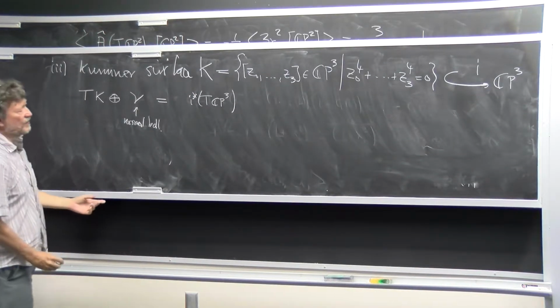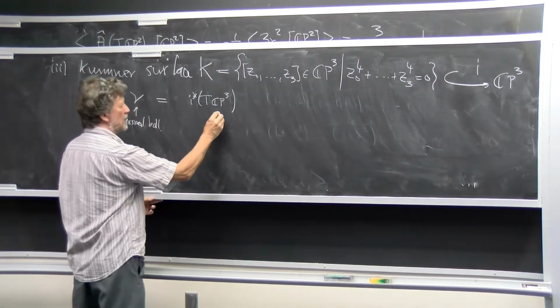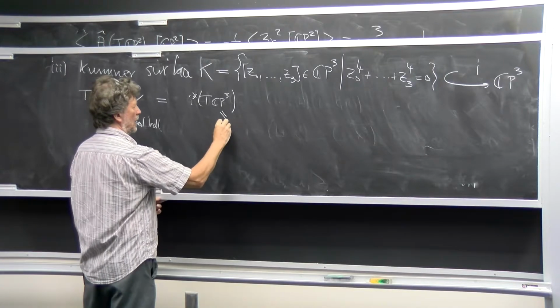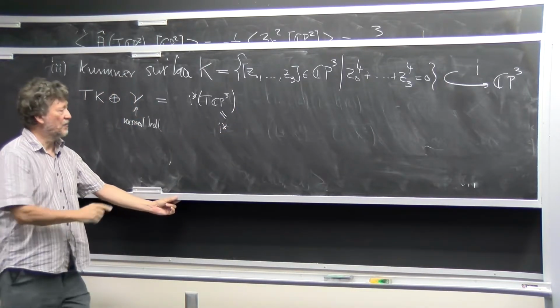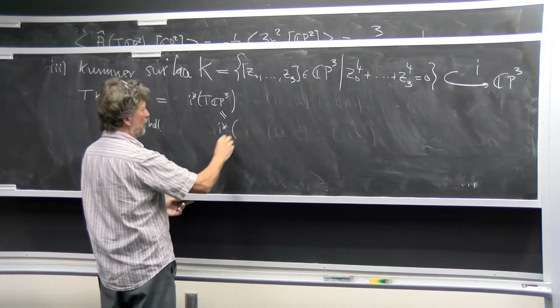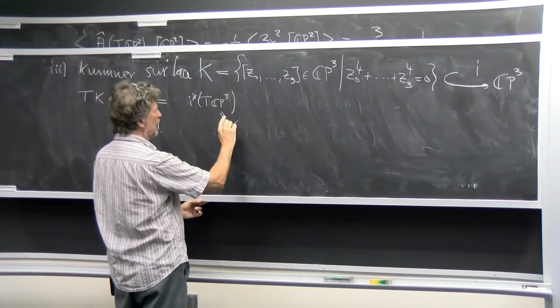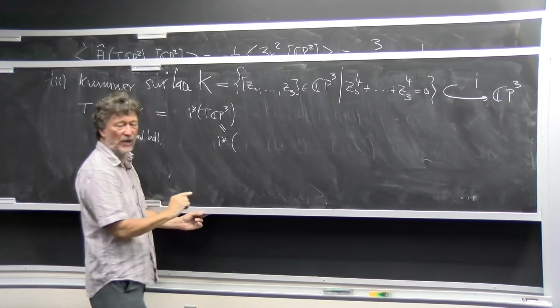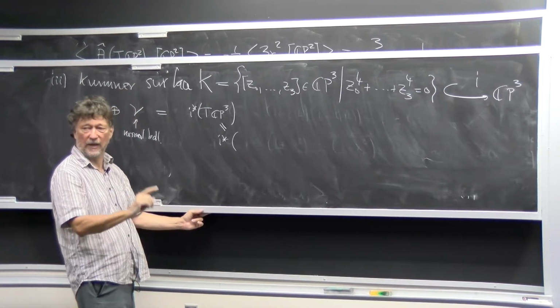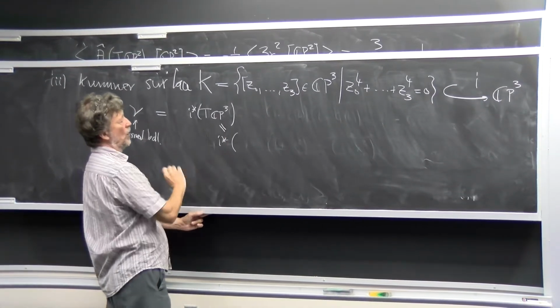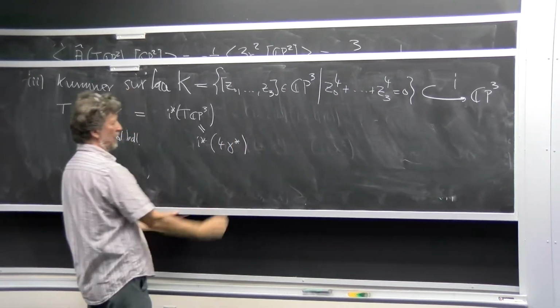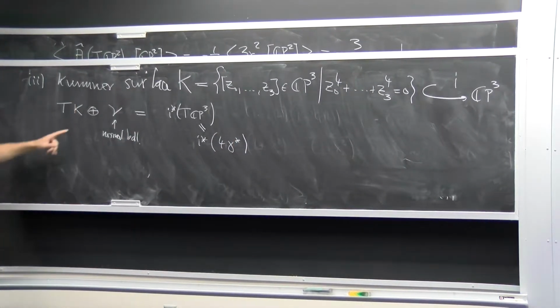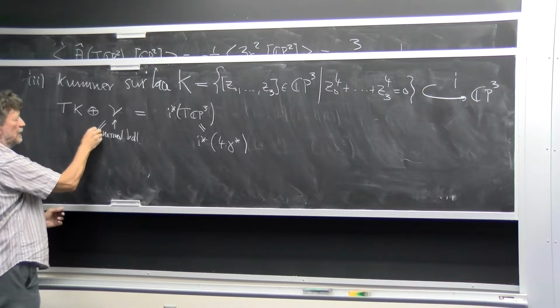So now I need to identify these pieces here. What is this? Well, what I did over there for CP2 works equally well for this one here. So this, up to stabilization, is really the tangent bundle of this one here, up to adding a trivial line bundle, is just 4 copies of the dual of gamma. What is this normal bundle here?